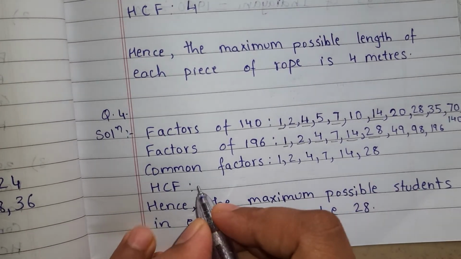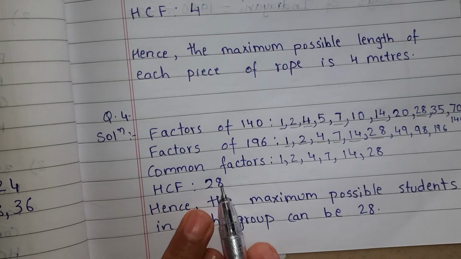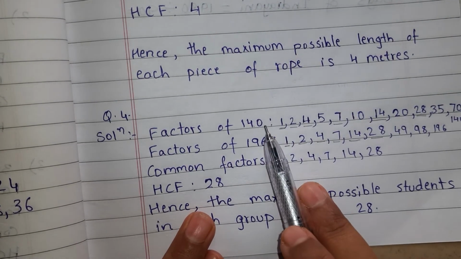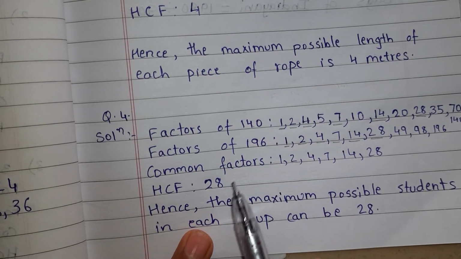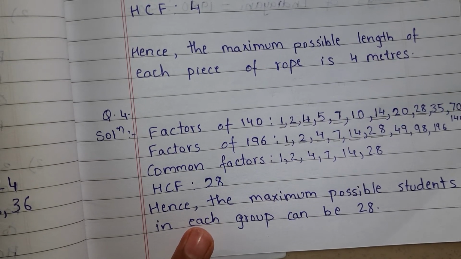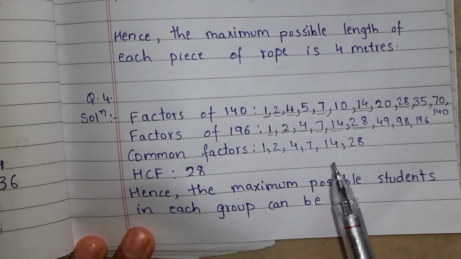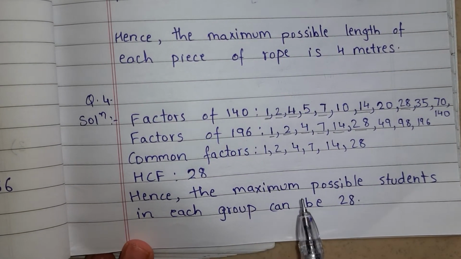So what is the highest common factor? 28. Means 28 is a number which can divide 140 as well as 196 and no remainder will be left. Hence the maximum possible students in each group can be 28.